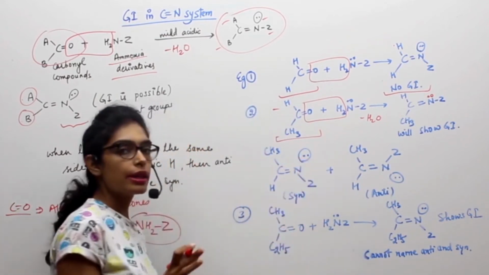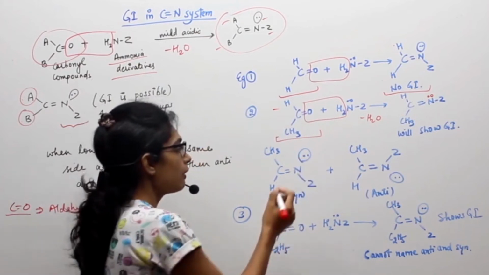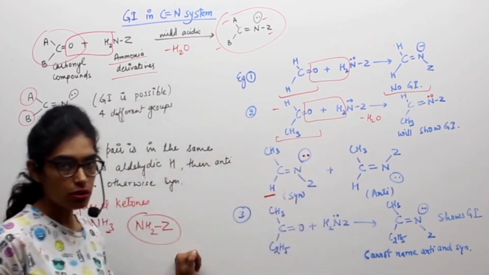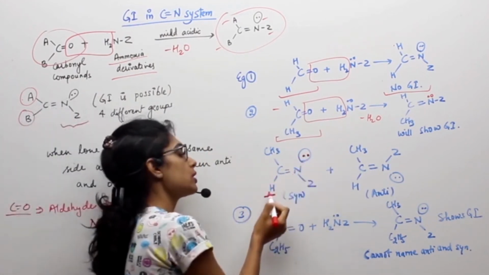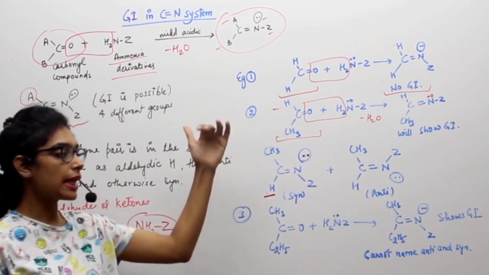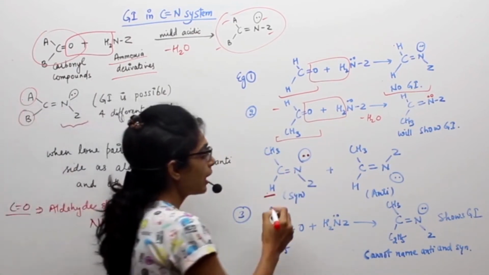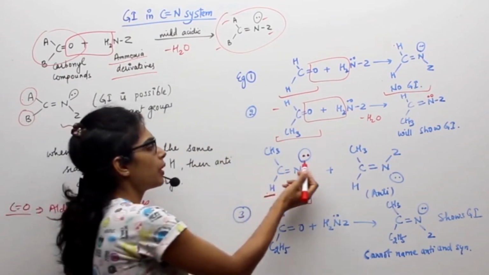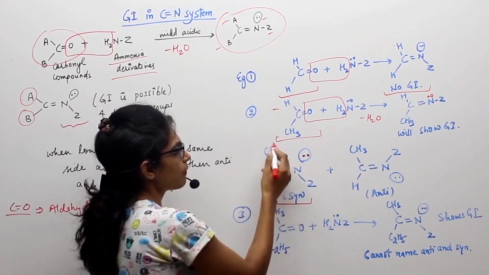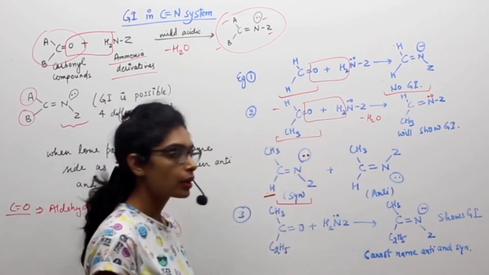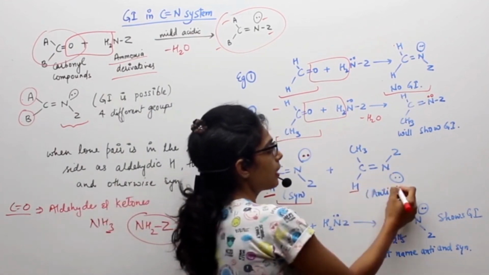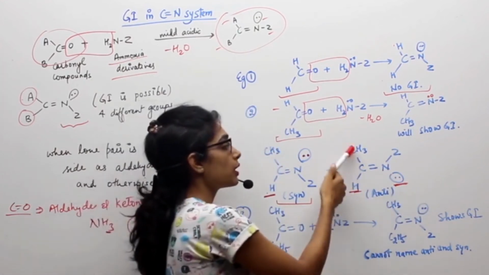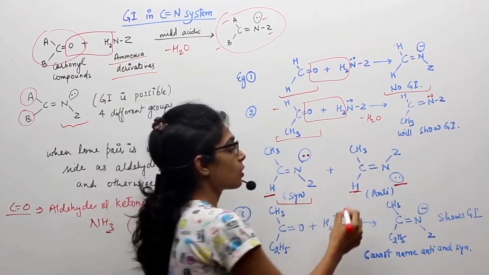Basically, GI here is with respect to the lone pair. Okay, if the lone pair of nitrogen is on the opposite side, or in the diagonal position, to the aldehydic hydrogen, then the molecule is called syn. Or you can say the lone pair is in the same plane with any R group, then it is called syn. If the lone pair is in the same plane with hydrogen, or the lone pair is opposite to the R group, then it is called anti.